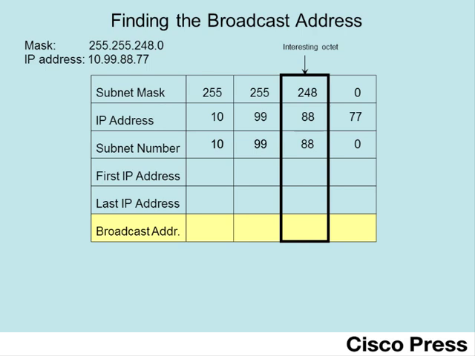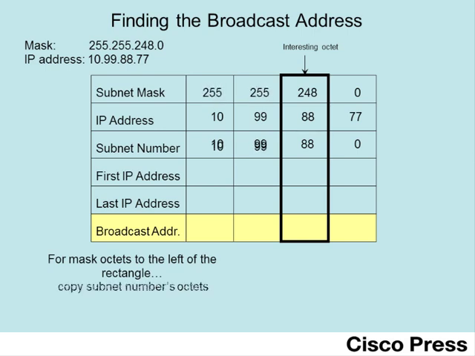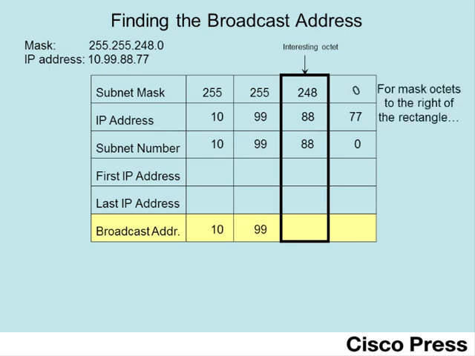To find the broadcast address for this subnet, first you look at the octets to the left of the interesting octet because they have 255 in the mask, and we just copy the IP address down to the subnet broadcast address row. Then for any octets to the right of the interesting octet, we write down a 255. So that gets us 3 of the 4 broadcast address octets filled in.